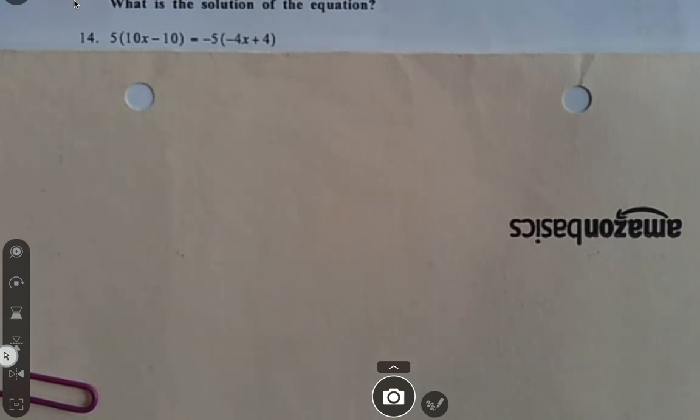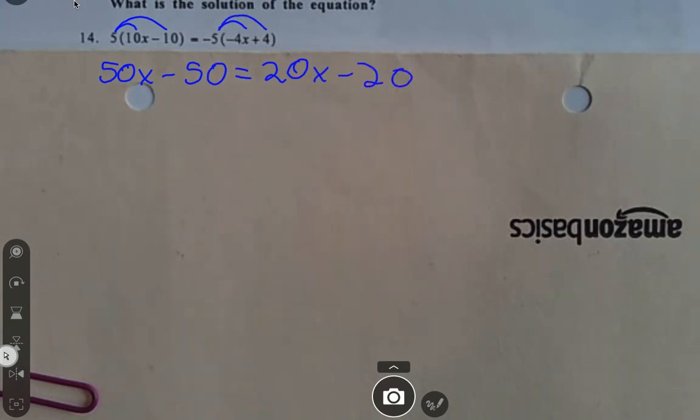I'm going to distribute. If the number is outside parentheses, we distribute it. So that means 5 times 10x, 50x. 5 times 10, 50. Okay, then I'll go to the other side and distribute. -5 times -4x, 20x. -5 times 4, minus 20. And now I'm going to combine my x's. They are on opposite sides. Well, I can just combine them. So I'm going to move one to the other side.